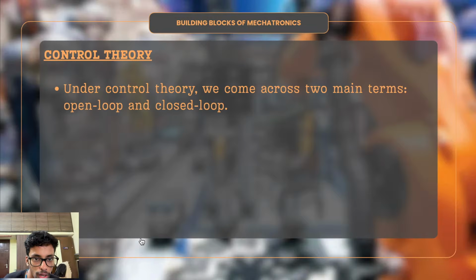Am I going too fast? Okay, I think I'm visible, right? Yes. Sorry. So under control theory, we have 2 loops: open loop and closed loop. Do not get too much hung up on the loop word. I'll explain to you before I go to the next slide.